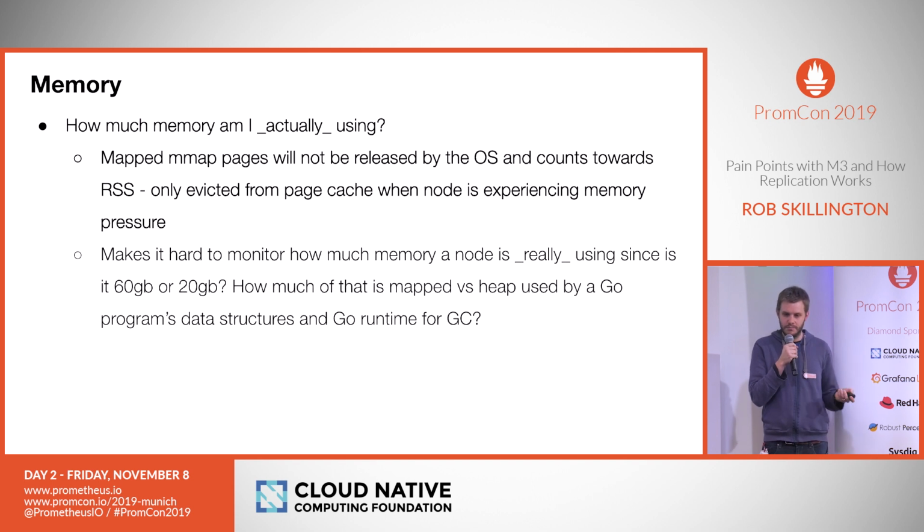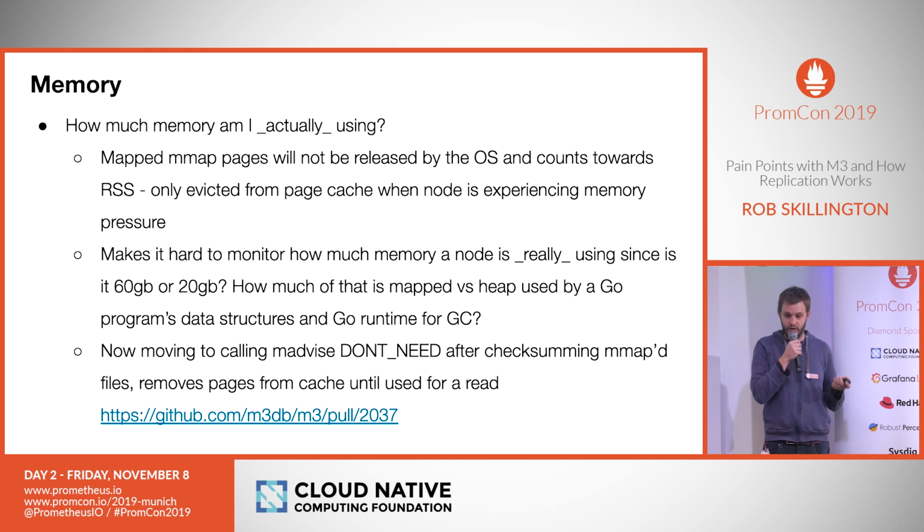So how much memory am I using? We use a lot of mmaps, and these aren't actually evicted from the page cache until you experience memory pressure. So essentially now we use madvise to tell the operating system that we don't need these pages anymore, because what we do is a checksum across the entire page, which all goes into the page cache immediately. So basically, our memory RSS size is very heavily bloated.